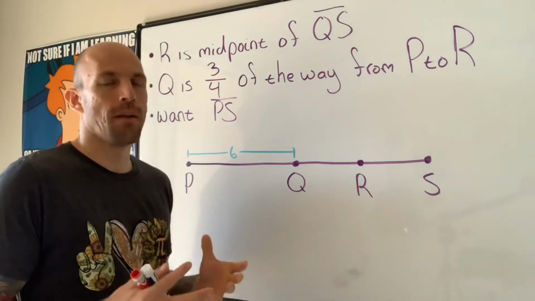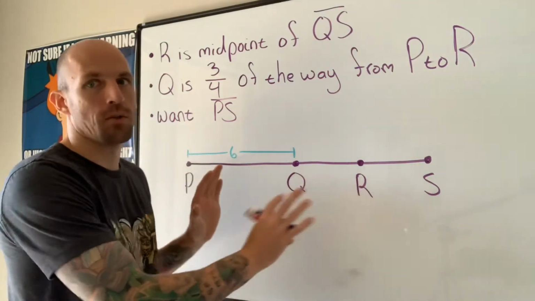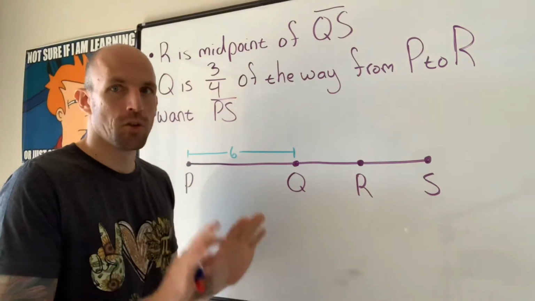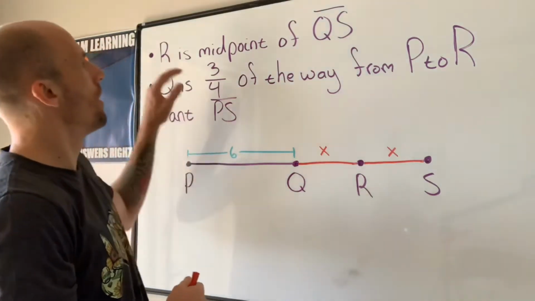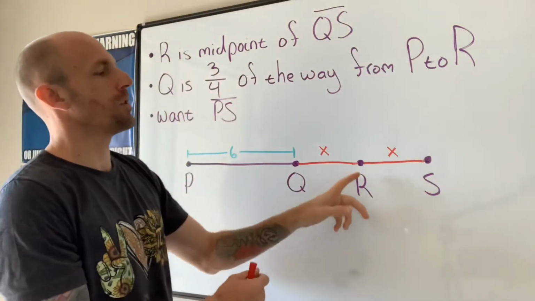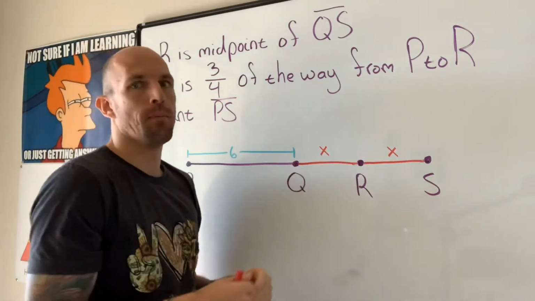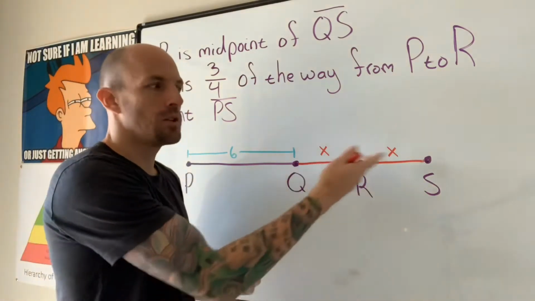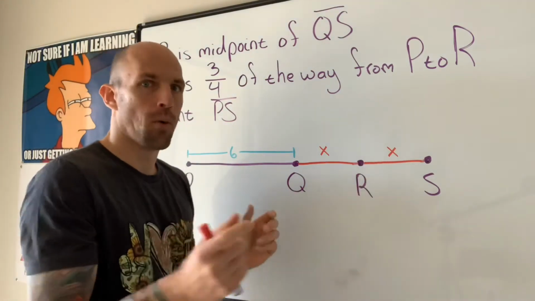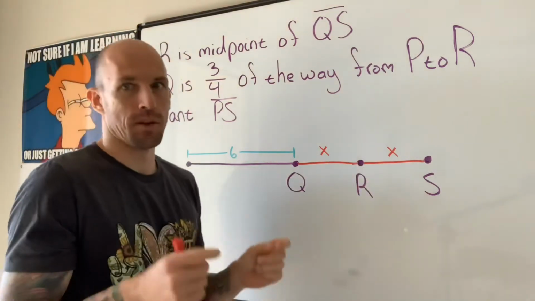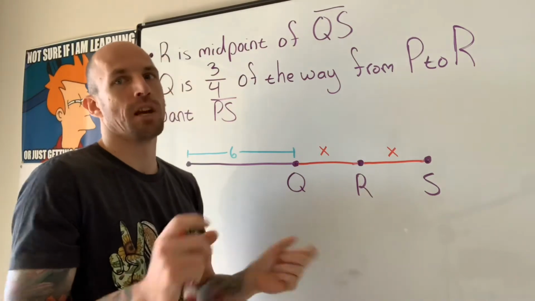The way you're going to get around that is to label your picture very well and then pay attention to your labeling. Since R is the midpoint of QS, I've redrawn that in red and labeled them both X. X is just a placeholder here. What's important is that both segments are labeled X because that means both segments are the same.